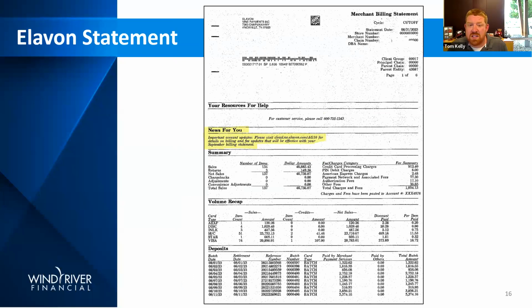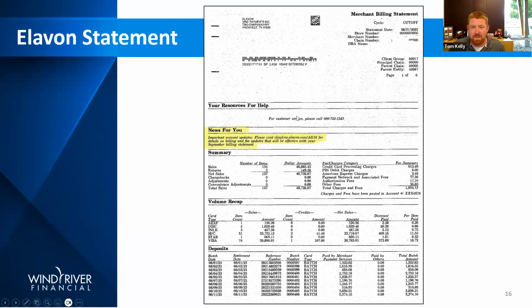The last one I want to touch on is Elevon. Again, reading the fine print is important. As you can see here, they're talking about a billing change or additional fees. But in this case, you need to go online to see what those fees are. So I think a lot of times, the more difficult it is to see where those changes are coming from, the easier it's going to be for that processor to keep raising those fees.